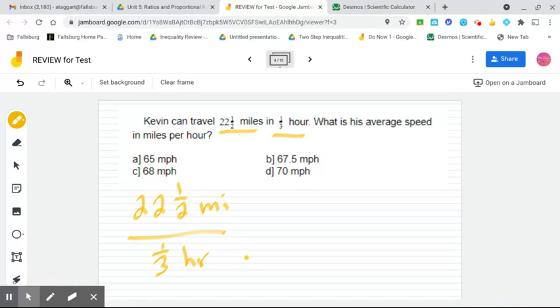67.5. So I come back here and I do see that as choice B, 67.5. Okay, so again, miles, distance usually goes in the numerator and time usually goes in the denominator.